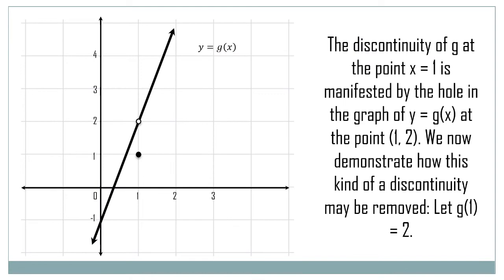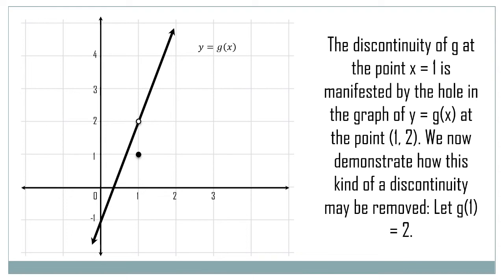Take a look at the graph. Our function is g of x. The discontinuity of g at x equal to 1 is manifested by the hole in the graph of y equal to g of x at the point (1, 2). This is due to the fact that g of 1 is equal to 1 and not 2, while the limit of g of x as x approaches 1 is equal to 2.